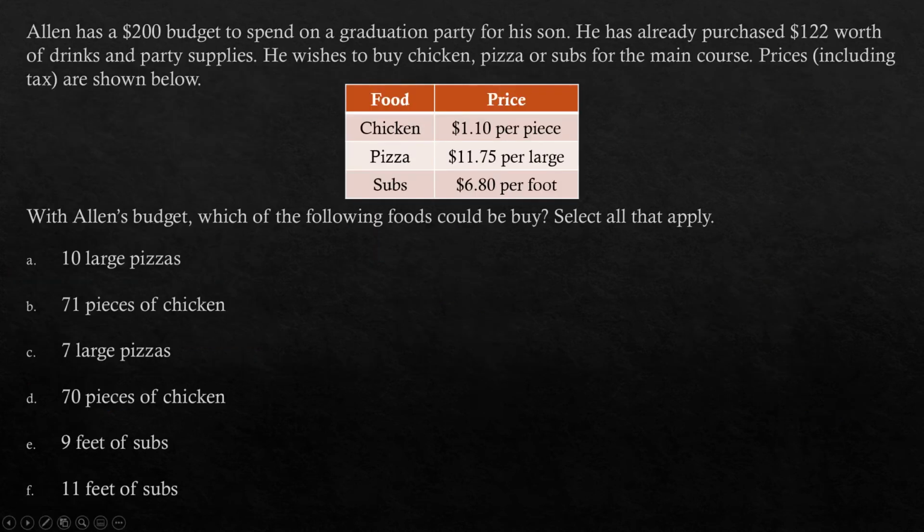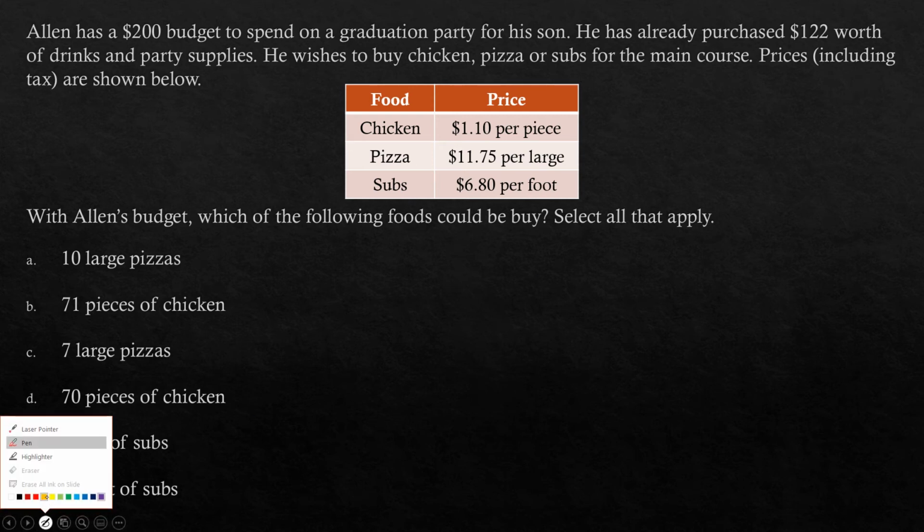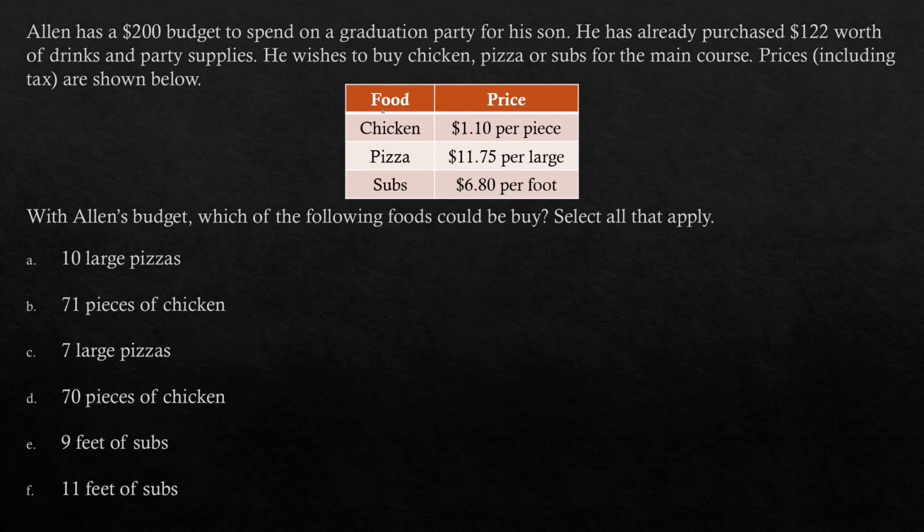Alan has a $200 budget to spend on a graduation party for his son. He has already purchased $122 worth of drinks and party supplies. He wishes to buy chicken, pizza, or subs for the main course. Prices, not including tax, are shown below. With Alan's budget, which of the following could he buy? Select all that apply. So this is a long problem. Okay, we need to do essentially 3 different equations here.